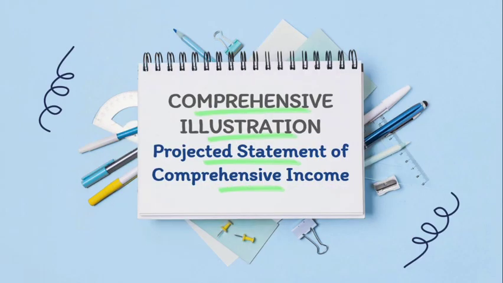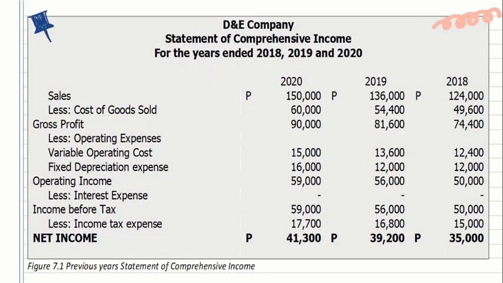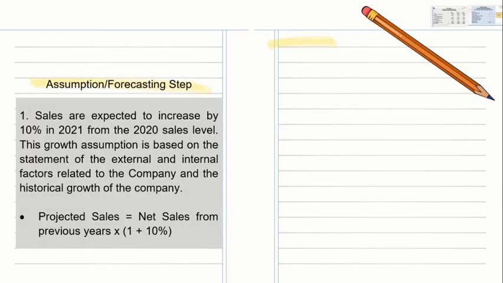So, we have comprehensive illustration on making projected statement of comprehensive income. Now we have our historical income statement for DNE company. We will use this as our reference in making projected income statement for DNE company. So like I said ganina, we will need assumptions in making our projected financial statements.